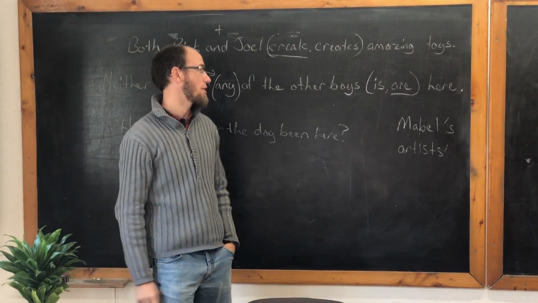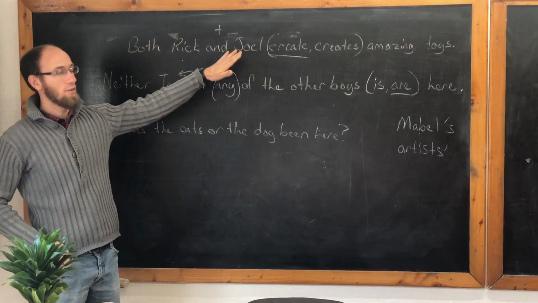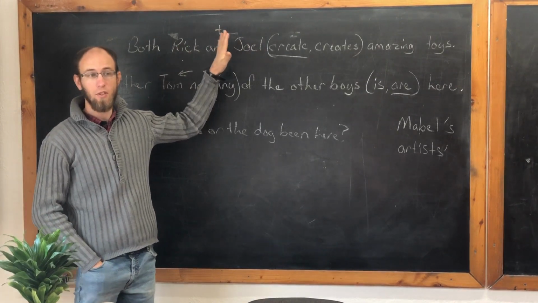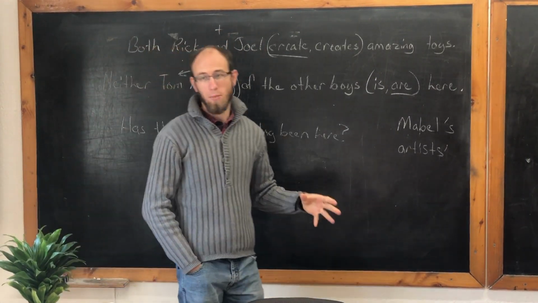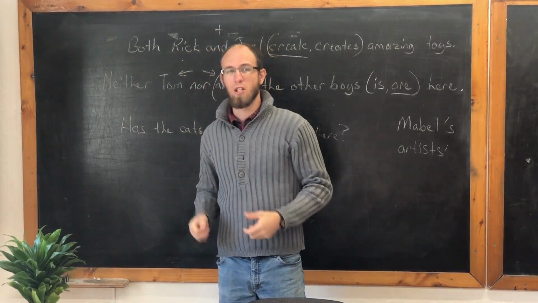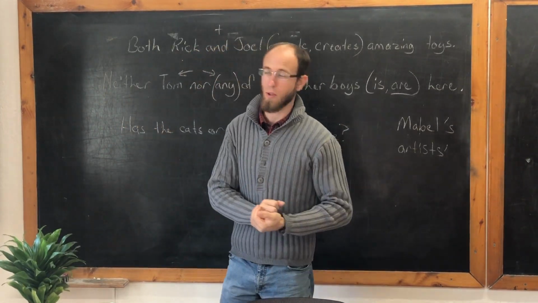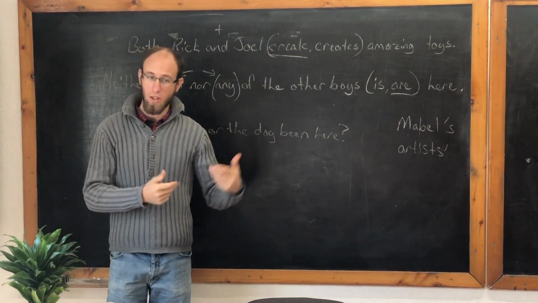Oh, also think about sometimes both Rick and Joel. Sometimes our subject is singular even though there's an and in it. And this is if we're talking about something like spaghetti and meatballs, which is one thing. Spaghetti and meatballs, that's kind of one food. Spaghetti and meatballs is delicious. We don't say spaghetti and meatballs are delicious. Macaroni and cheese is a good food.